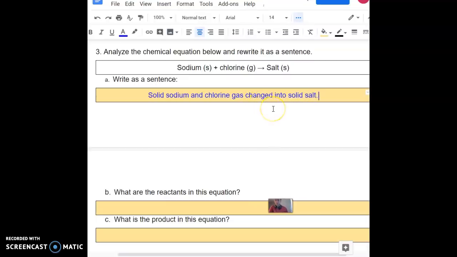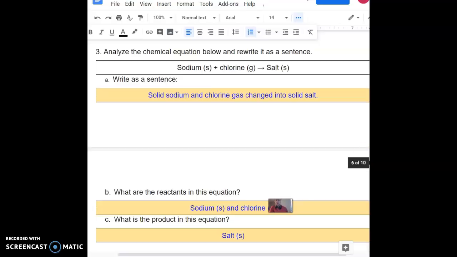Okay, sounds good so far. What are the reactants in this equation? Well, everything before the arrow. So I started with sodium as a solid and chlorine as a gas. What is the product in this equation? Well, what did I end up with? I ended up with salt, which is a solid.